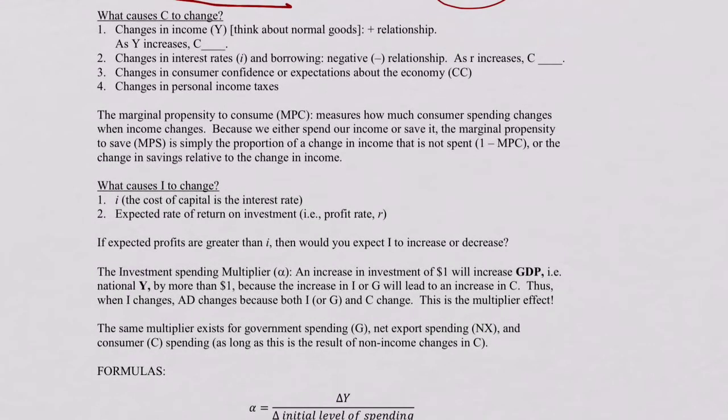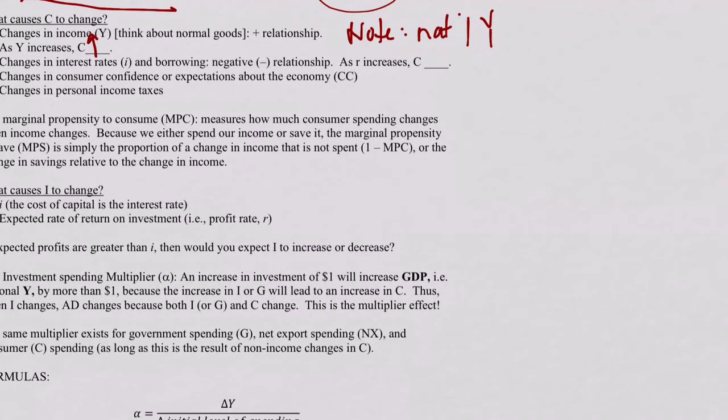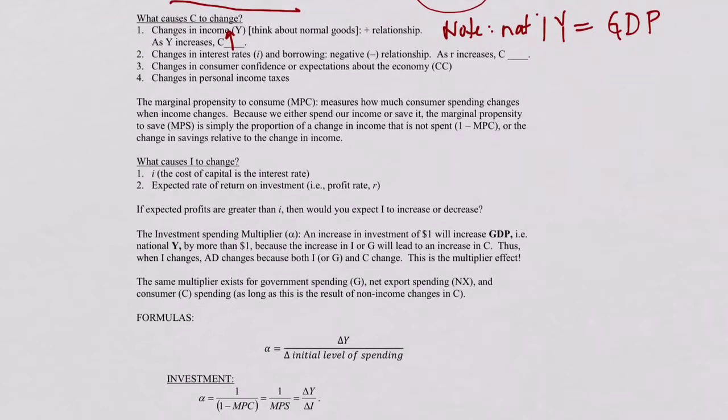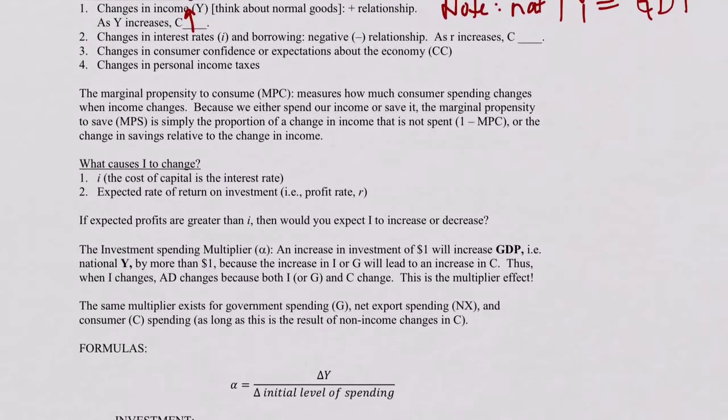Changes in income. Think about normal goods. There's a positive relationship. If income levels are going up, then consumer spending will go up. And typically, let me just make a note right now. When you read about national income, really what you're reading about is GDP, because GDP does represent national income. Changes in interest rate, how much we borrow at that rate. There's a negative relationship. Oops, there should be an I right here. If I increases, consumer spending is going to go down.